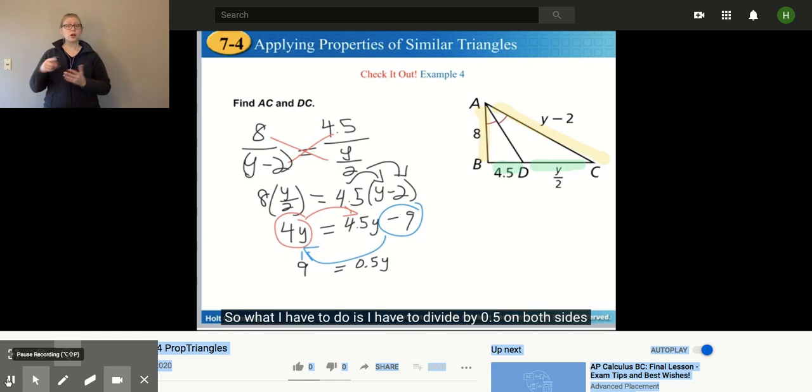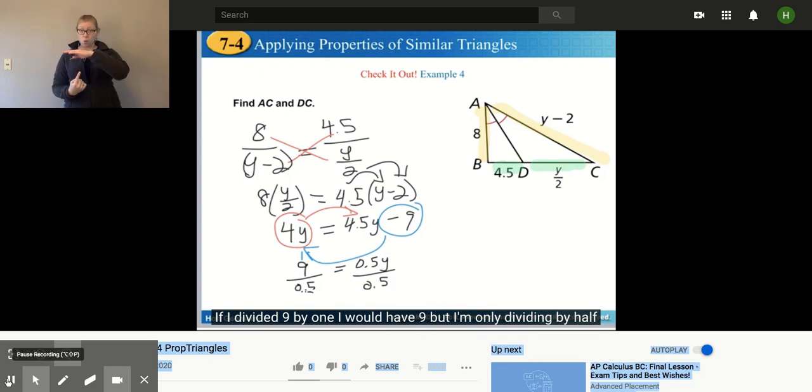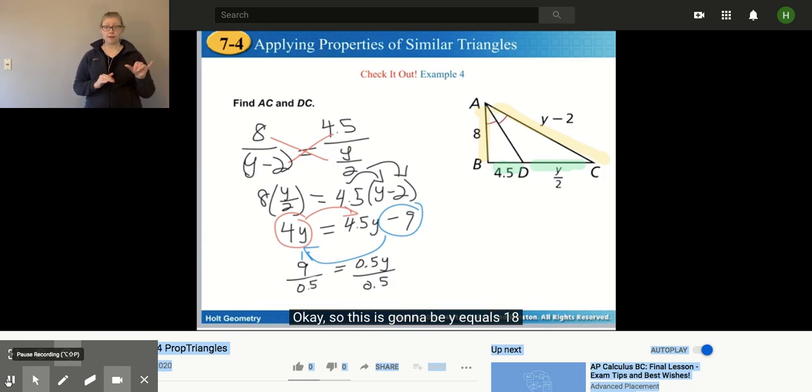So what I have to do is divide by 0.5 on both sides. If I divided 9 by 1, I would have 9. But I'm only dividing by half, so that half is going to go in there twice as much. So if you take 9 divided by a half, you're going to get 18. So this is going to be y equals 18.